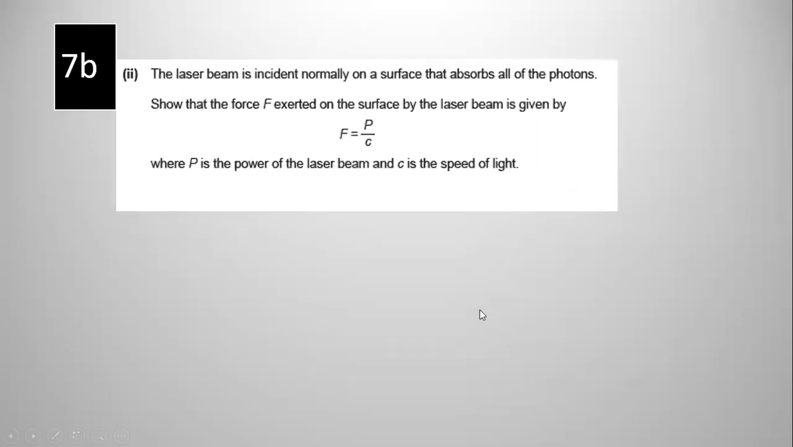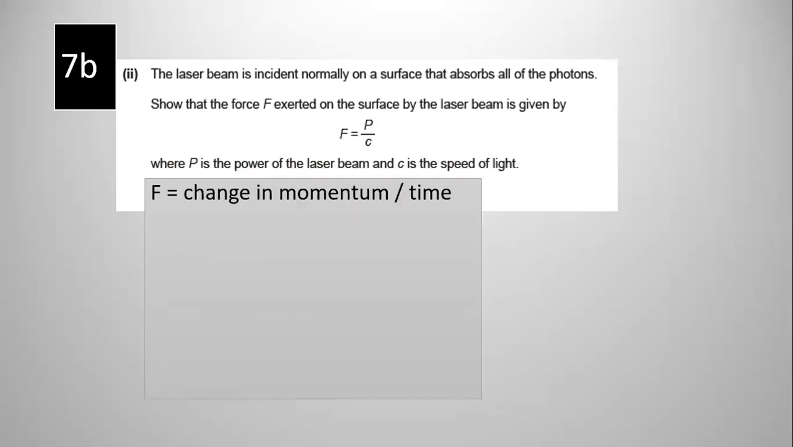Yeah. 5 more minutes. A laser beam is incident normally on a surface that absorbs all the photons. Show that the force exerted on the surface by the laser beam is given by F equals P over C, where P is the power of the laser beam and C is the speed of light. Right? Force is equal to change in momentum divided by time, delta p over delta t.